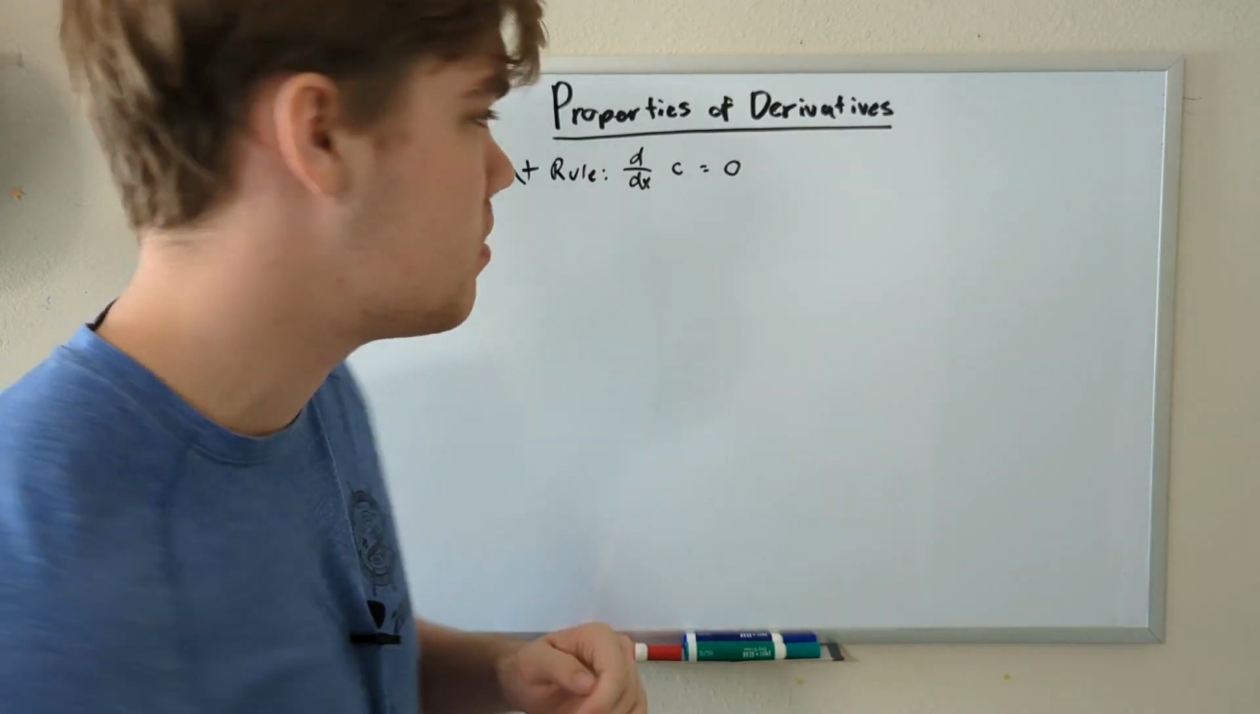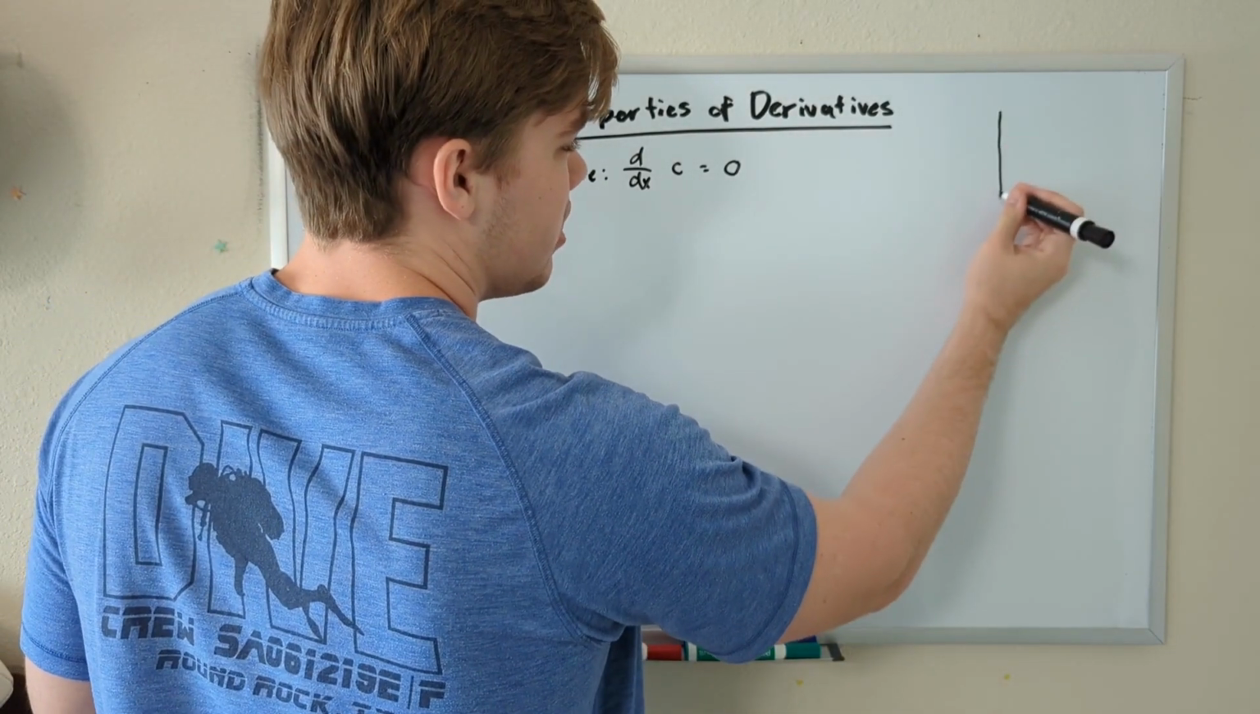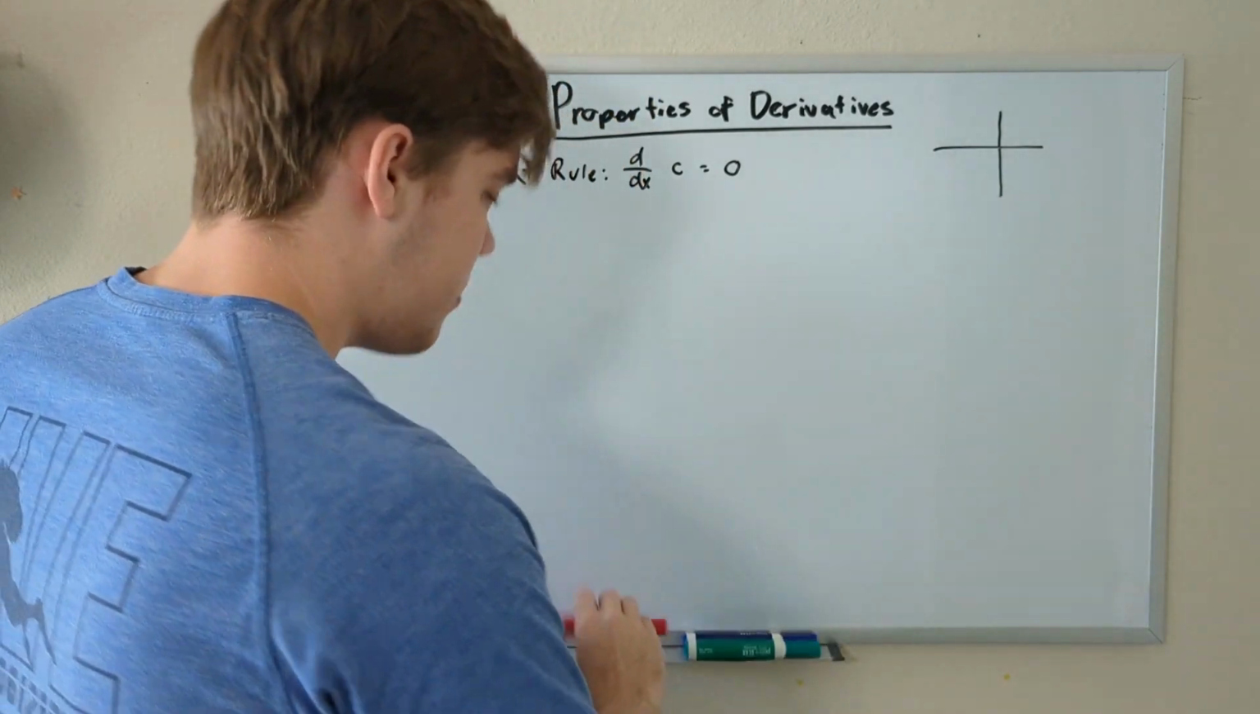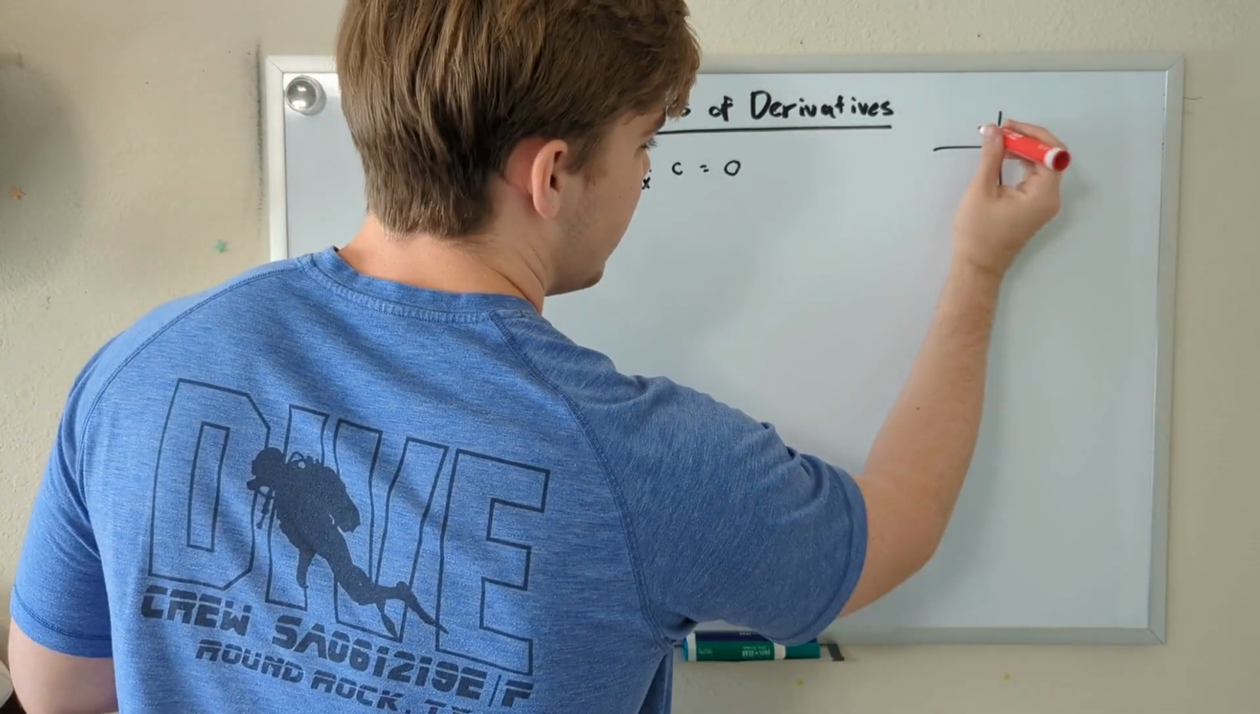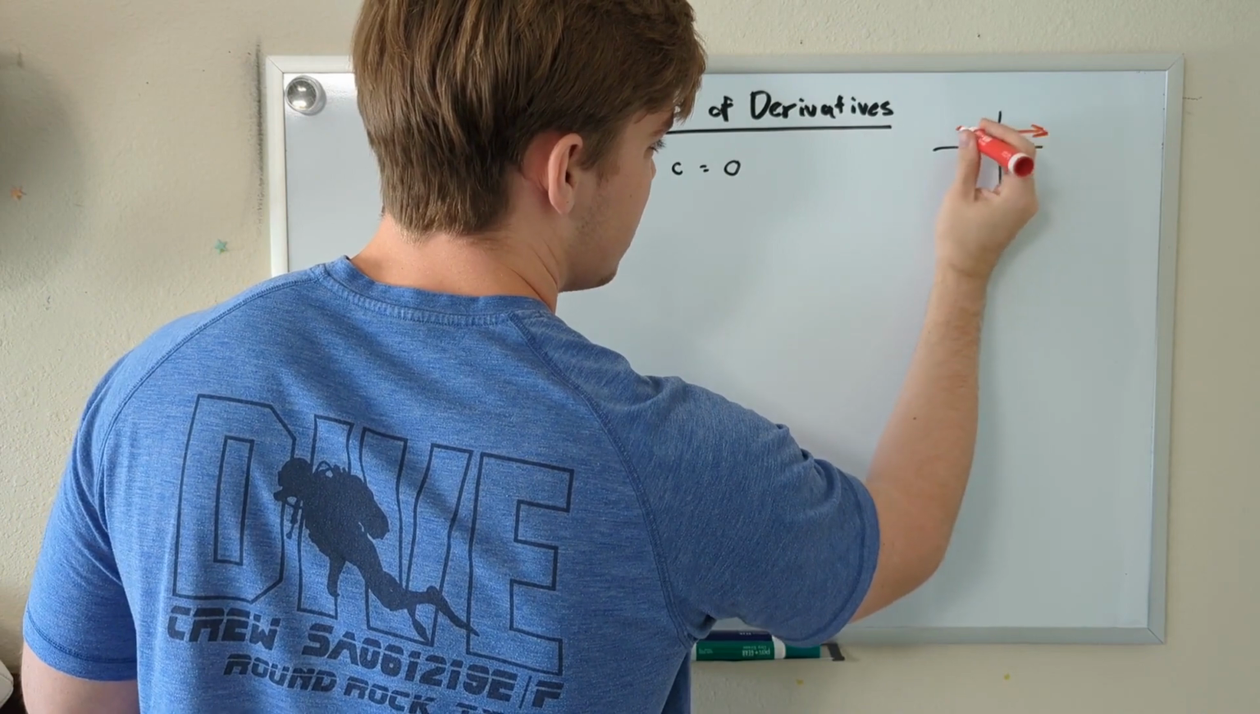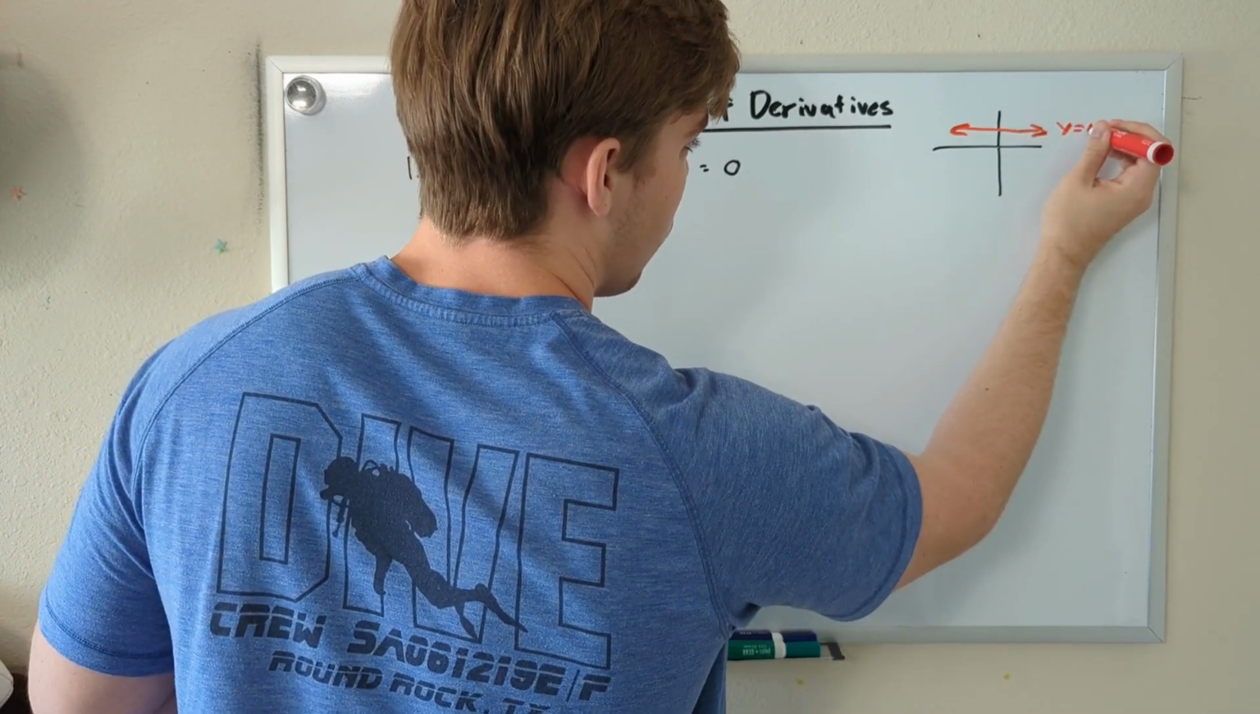But why is it always equal to 0? Well, let's say we have a graph. We're going to draw that graph over here. And let's say we have a function. We'll do this in red, and our constant function looks like this. And this is at y equals 4.